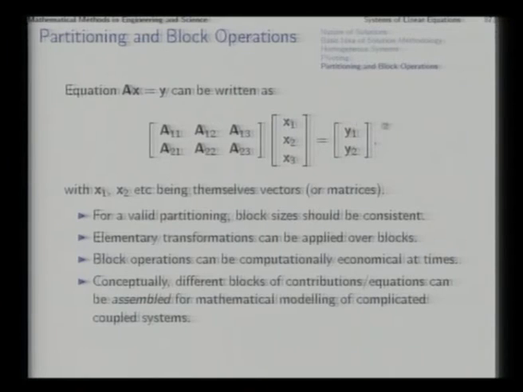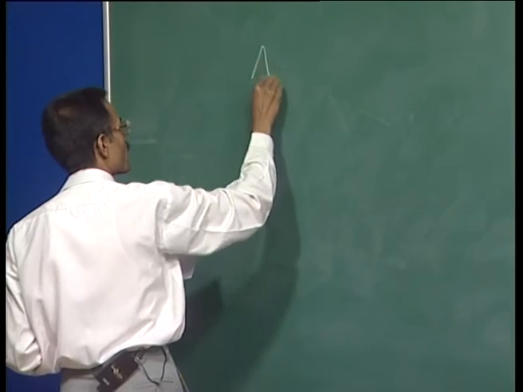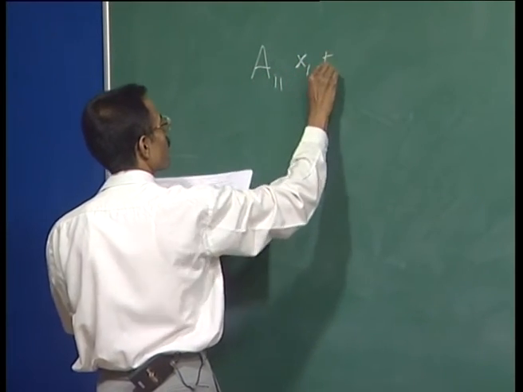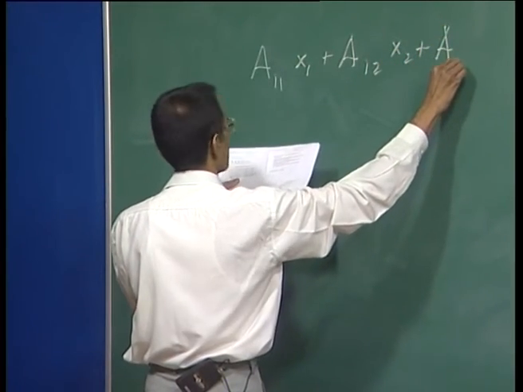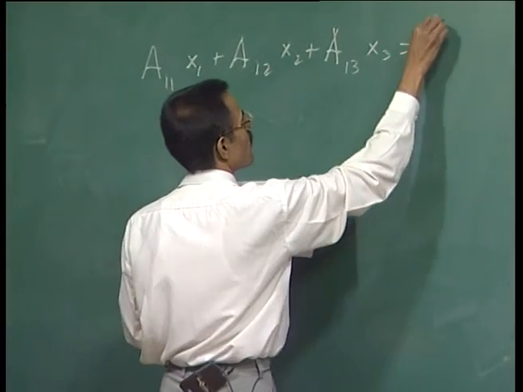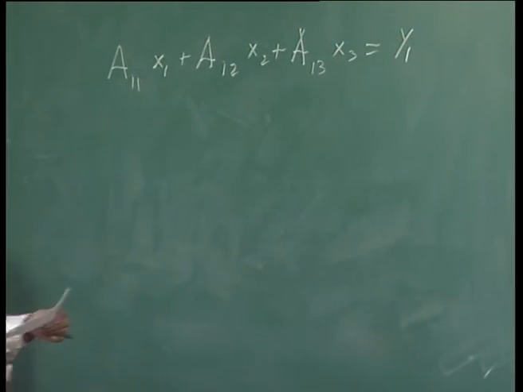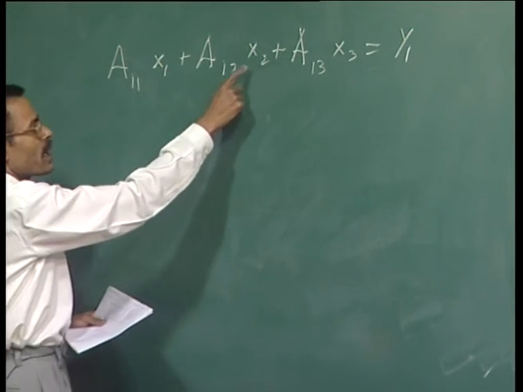What I mean is the following: a large matrix A and a large long vector x and another long vector y may be forming a system Ax equal to y in this manner, and if we write it in broken form, then it will mean A11 x1 plus A12 x2 plus A13 x3 equal to y1 and so on. So, we will have the first row block that will appear like this.